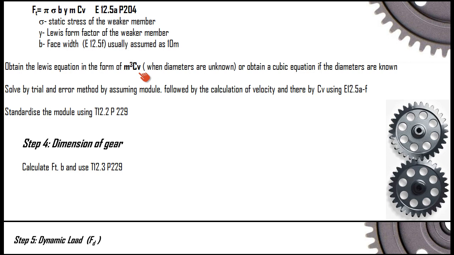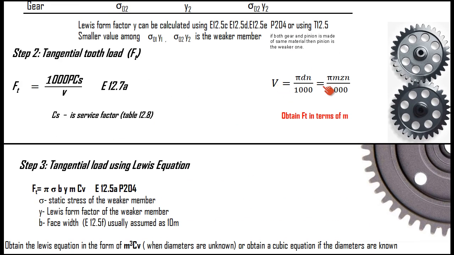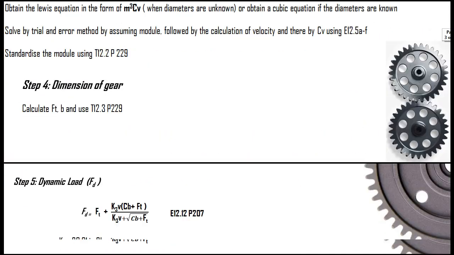When you have an equation m cube Cv greater than or equal to some particular value, you have to solve it using the trial and error method. How to use it? It's very simple. Initially we assume a value for the module m. Suppose let it be 2. Then 2 cubed is 8. Now if you have the module, you can find the velocity, because m was unknown here. Using the velocity, you can find the value of Cv. It is given over here.